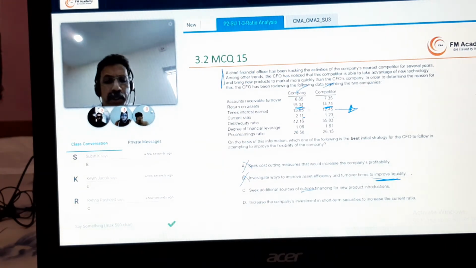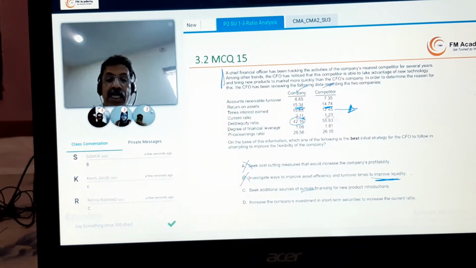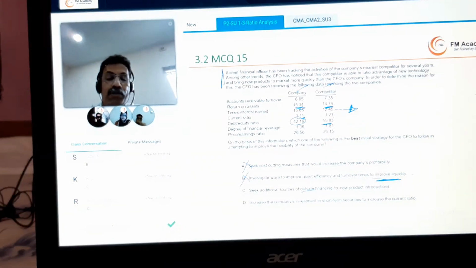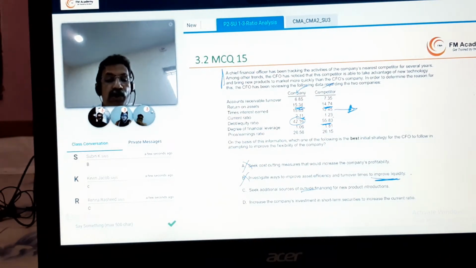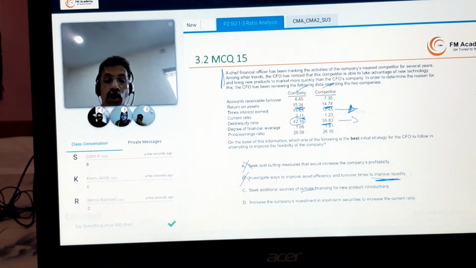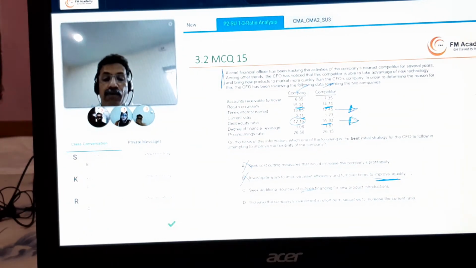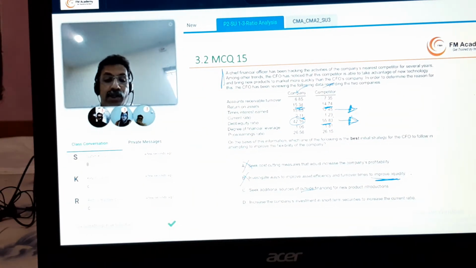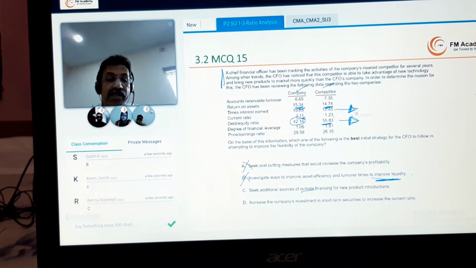Current ratio is liquidity, there you don't have a problem. Then debt equity ratio, your debt component in the capital structure is only 42%, whereas 56% is the competitor. So that means you are comfortable there to take more debt load also. That is also really favorable to you, that you can increase your debt component in the capital structure.